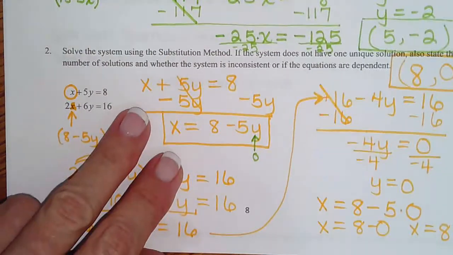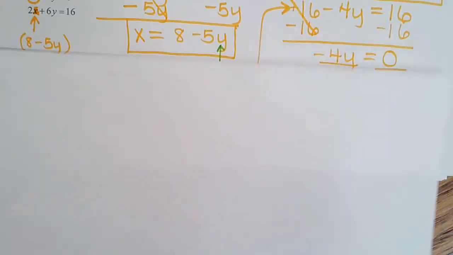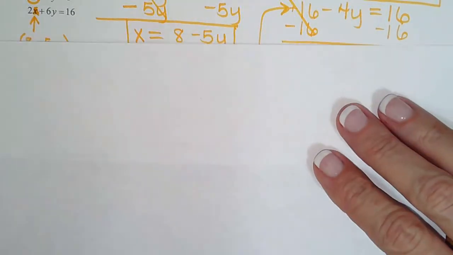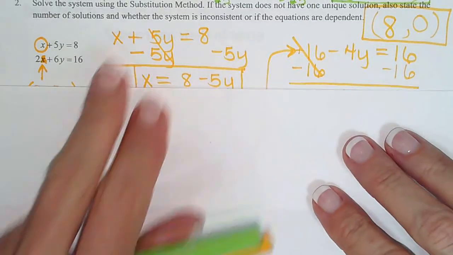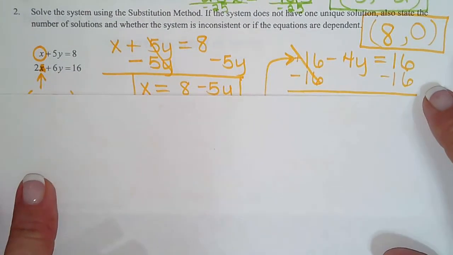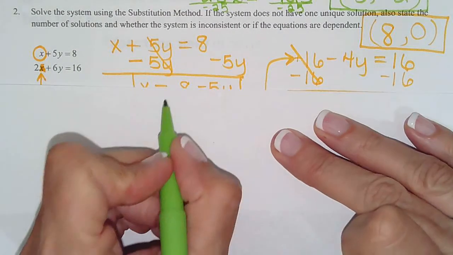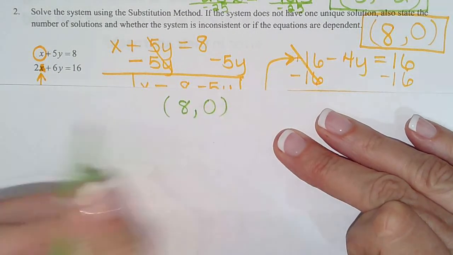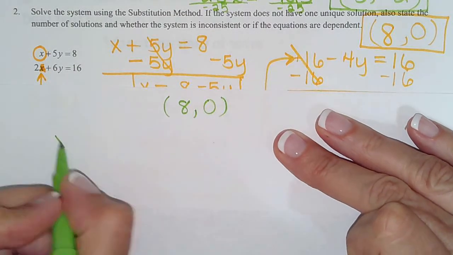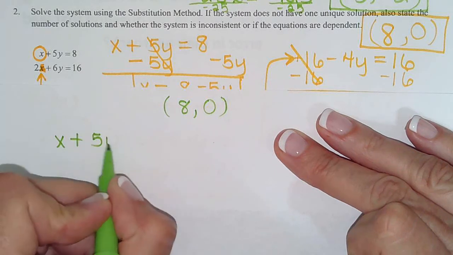Okay, so let's see how to check that. We'll check this second one since it has a pretty nice solution. I'm going to use a separate sheet of paper for that since we're kind of out of room, so you might want to get out a piece of notebook paper. To check it, we have our solution (8, 0). We're going to write our two original equations.